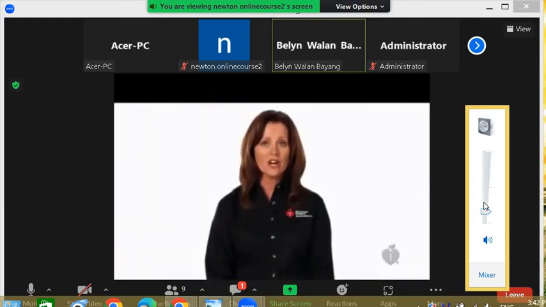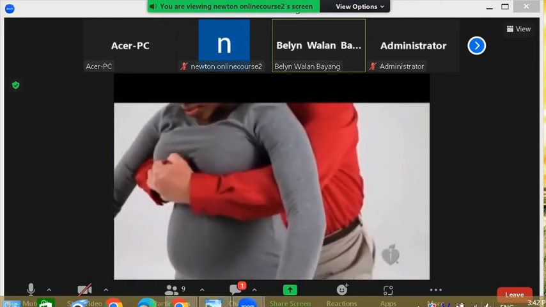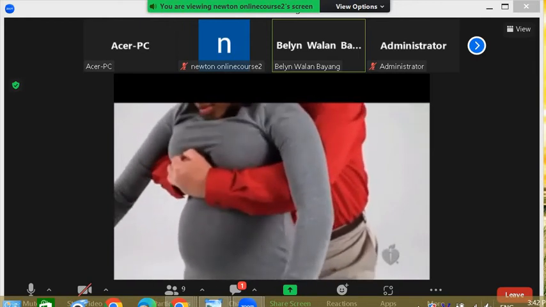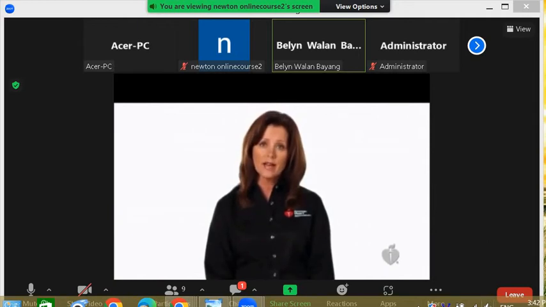If the victim is too large for you to wrap your arms around the waist, pregnant or overweight for example, wrap your arms around the victim's chest and do chest thrusts instead of abdominal thrusts. If your attempts to relieve choking in an adult or child are unsuccessful or the victim becomes unresponsive, send someone to activate the emergency response system.